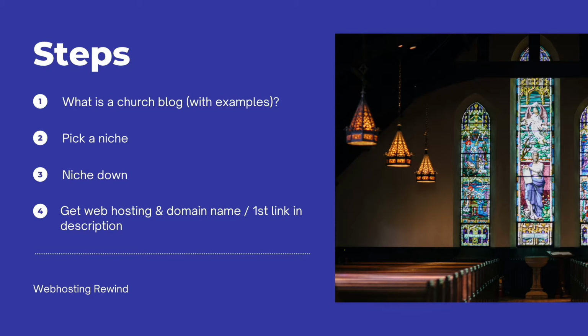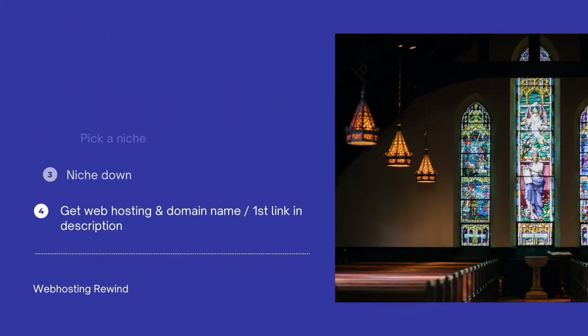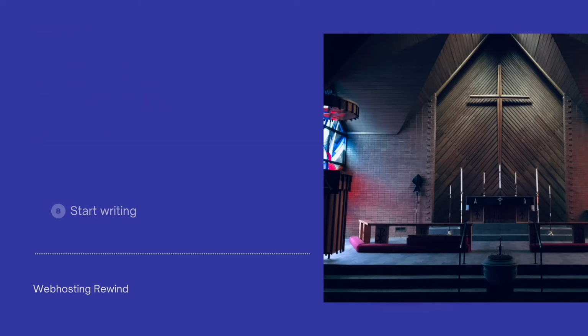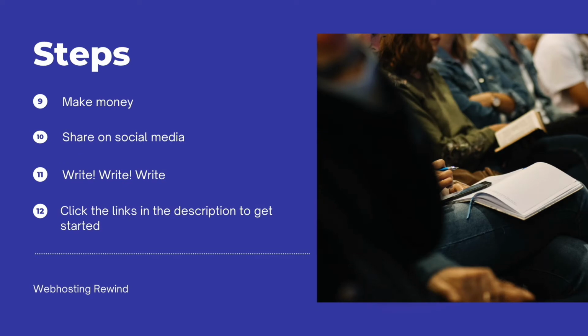The next step is to get web hosting and how to get a domain name for free for the first year. After that, I am going to show you how to install WordPress. I'm actually going to talk about what WordPress is a little bit, how to install both a free and premium WordPress theme, important changes that you have to make to your website so that it can be seen, how and why to start writing. After that, I'm going to show you different ways to make money if that's something that you're interested in. Also, I'm going to show you and tell you why you need to share your content on social media and about how many blog posts you need to write.